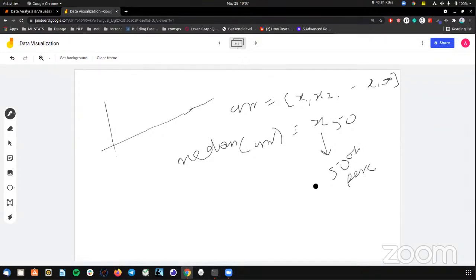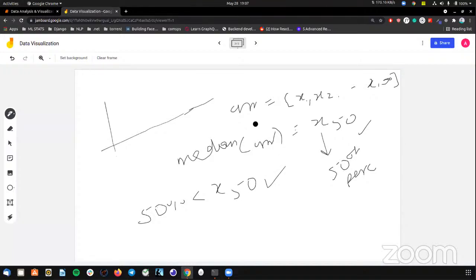Okay, this median value is nothing but the 50th percentile. So how exactly can we read it in plain English? We can say that x50, or 50% of my data, is less than x50. That's how we actually read it. Okay, it actually makes sense.